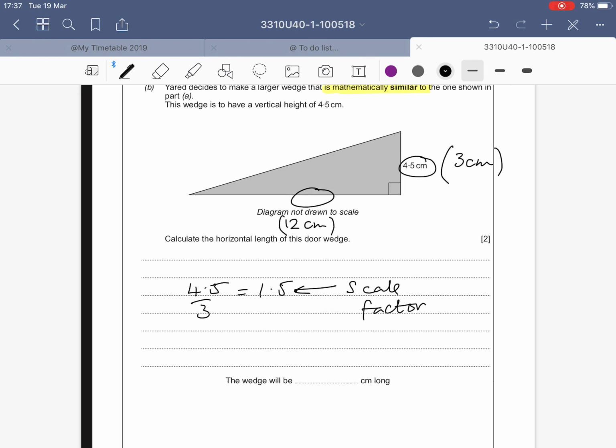So in the same way that the 3 was multiplied by 1.5 to get us to 4.5, the 12 will be multiplied by 1.5 to make that new base. So the new base needs to be 18 centimetres long.